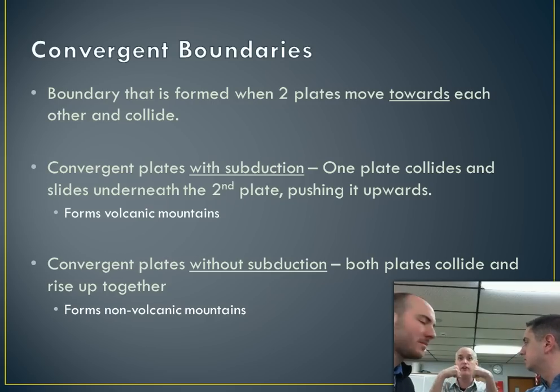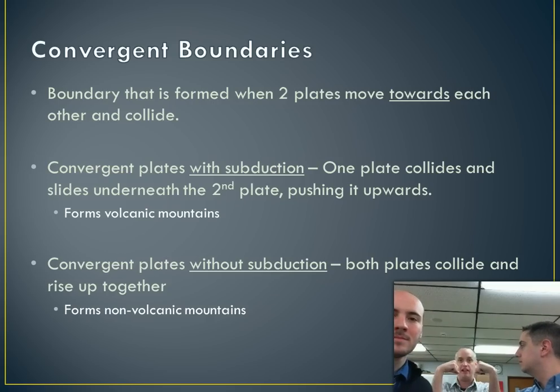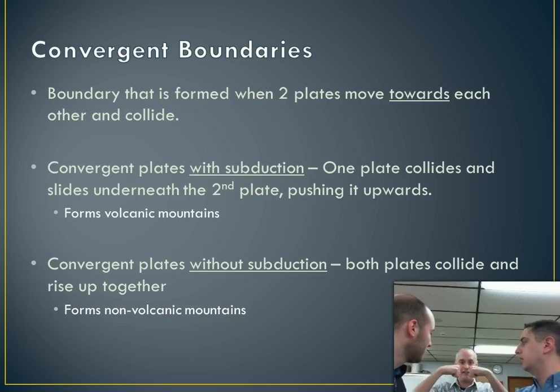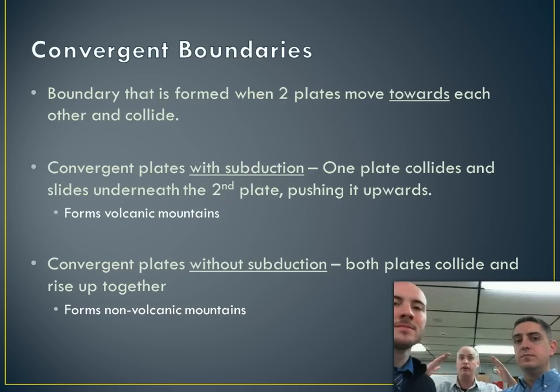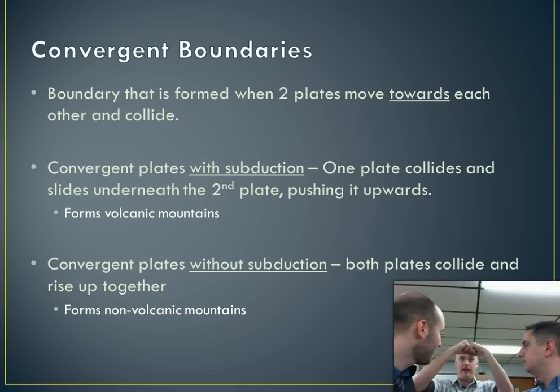They come together, but no subduction. When these collide, they stick and block that area up, so lava doesn't come up out of there. Magma doesn't come from the ground, but it still makes a mountain. So convergent plates smash together and make mountains.